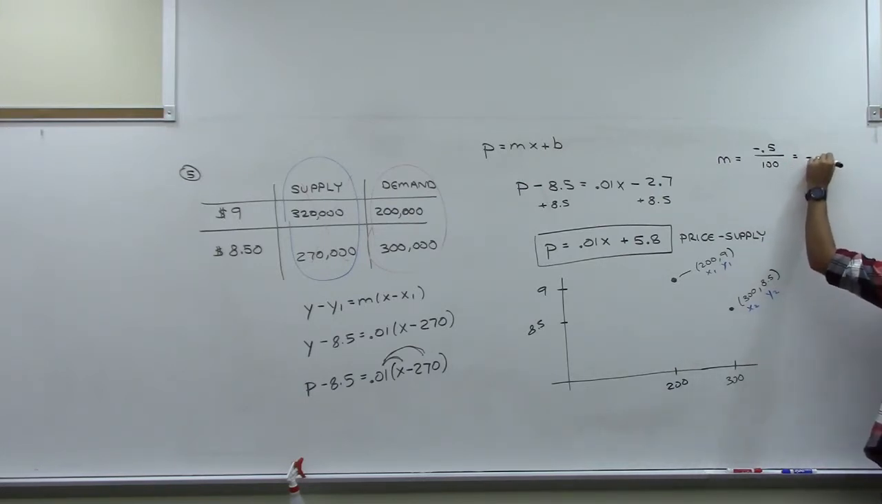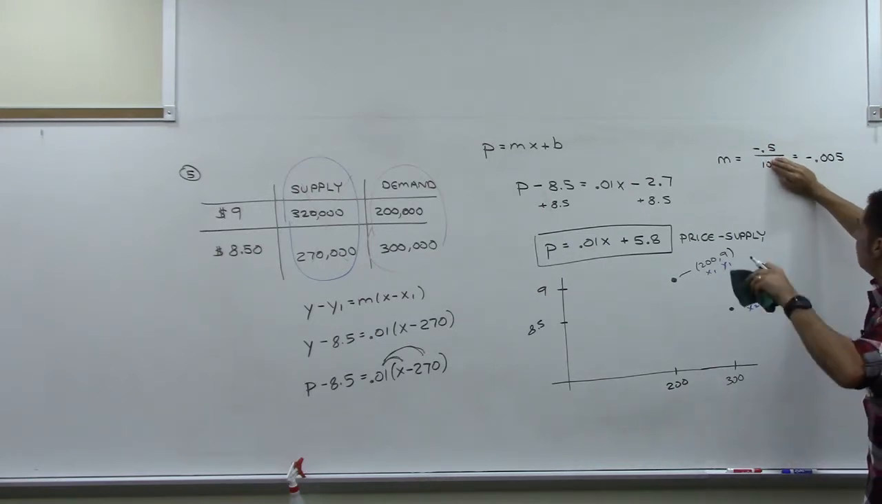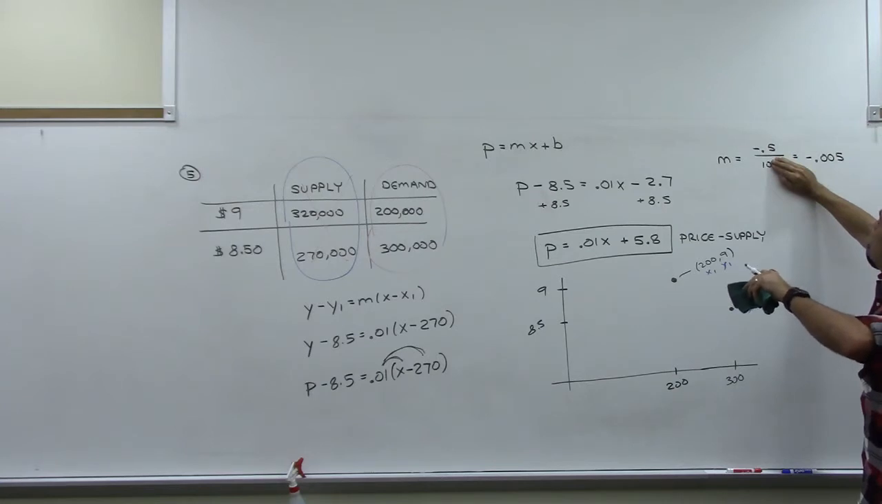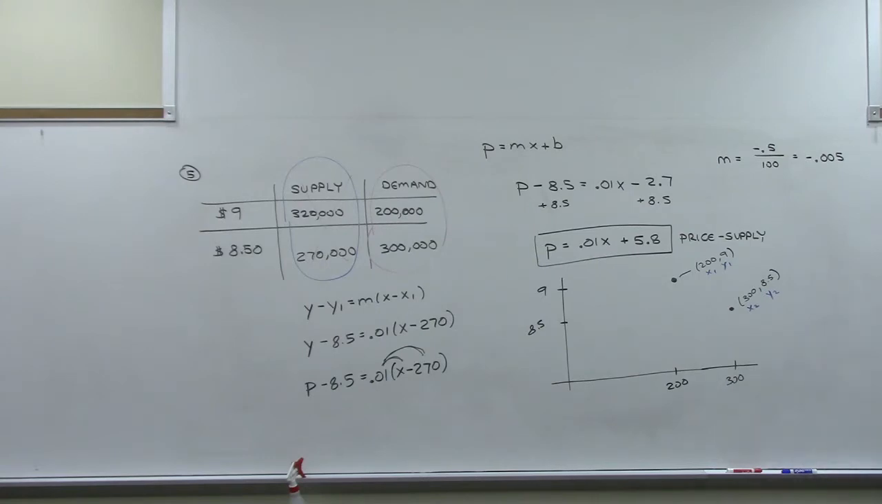Negative 0.005 is what we get. So if you divide by 1, it's the same thing, right? If you divide by 10, it's going to get smaller. It's going to move the decimal over one time. If you divide by 100, it moves it over twice. So that's just taking that and moving it twice. All right, that's our slope.